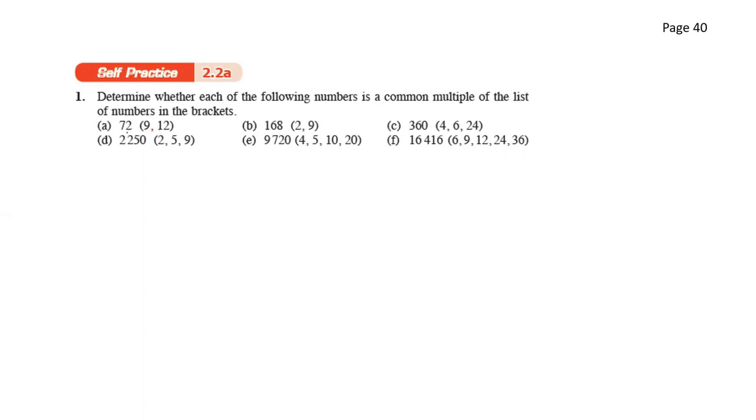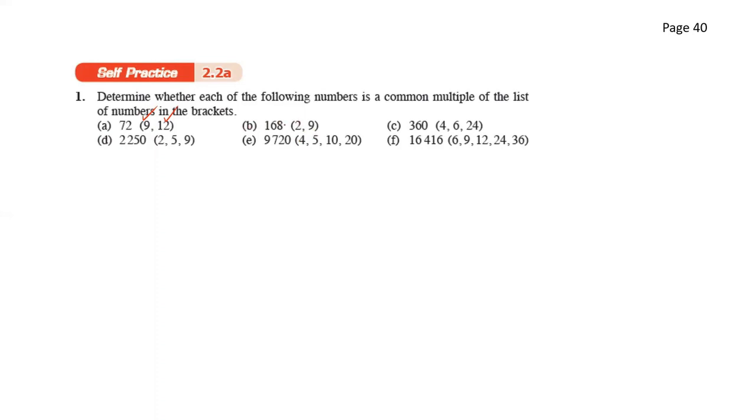So here we can see that when 72 divides by 9, we get a whole number, which means it is a multiple of 9. As for 12, it is also giving us a whole number. So what you have to do is just take the number outside and divide by the numbers inside the brackets to know whether it is a multiple of the number.